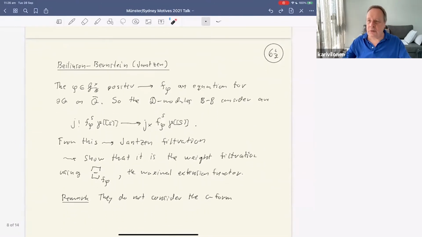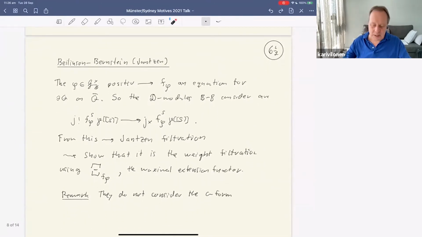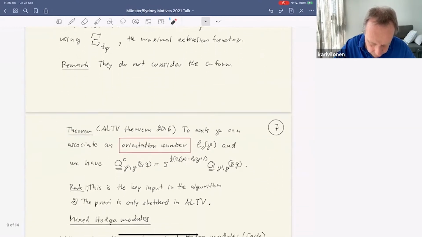Okay, so now I was going to make some comment. Maybe I skipped this comment about Beilinson and Bernstein. A long time ago, they proved what one can call the Janssen conjectures. They explained how this Janssen filtration really amounts to the weight filtration on this j lower shriek and j lower star. They say nothing about the Hermitian form or anything. This is a purely algebraic result, and that's what they prove.